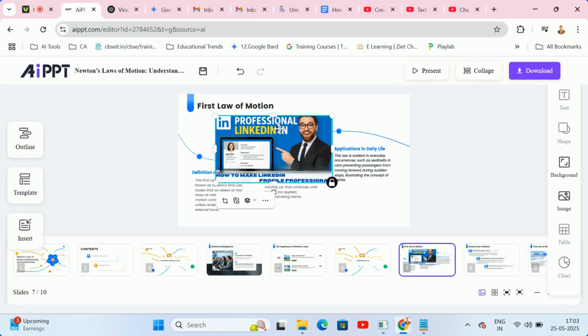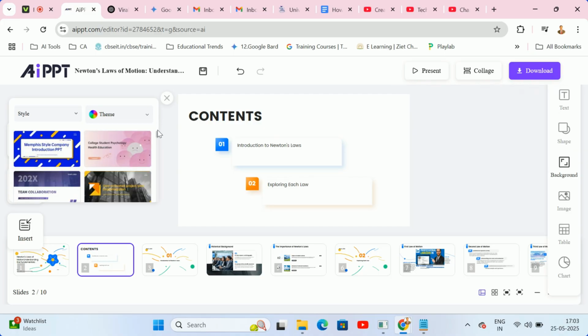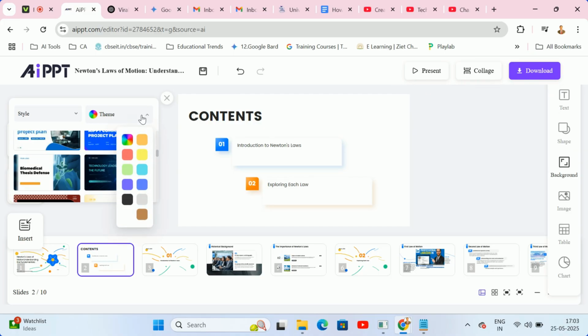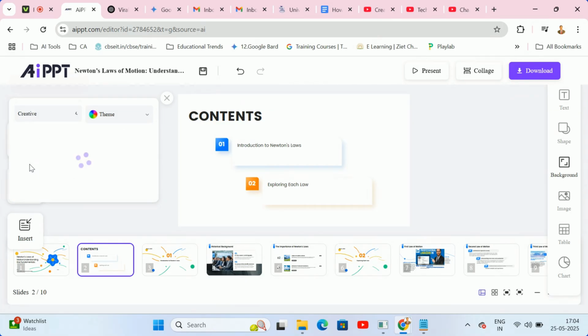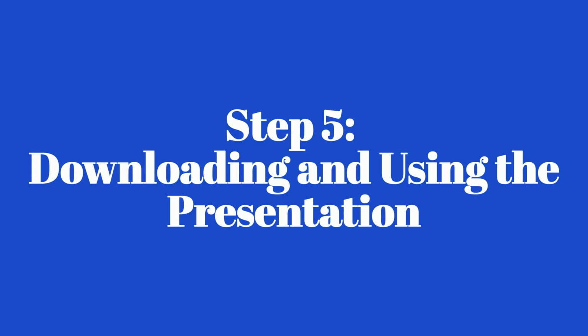And finally, let's talk about the look and feel. Click on the Design tab and you'll find a range of themes and color palettes. Want to match your school's branding or maybe create a more playful style for a younger grade level? It's all right here. Step 5, downloading and using the presentation.